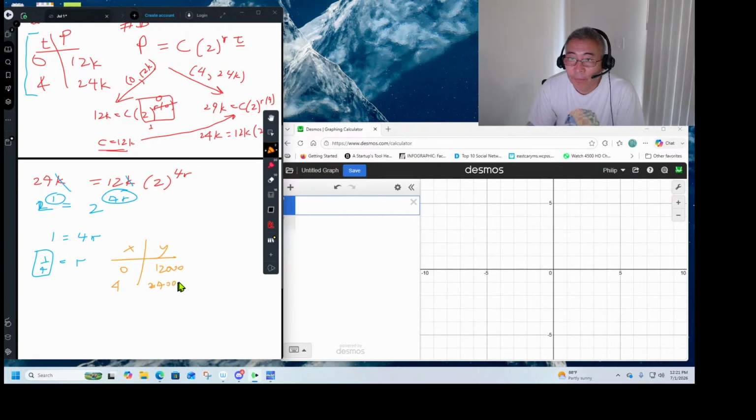And then I'm going to model it by putting in this function here, except I can't put in P and T. I need to put X and Y. So I'm going to put Y equals C times 2 to the R X, okay?